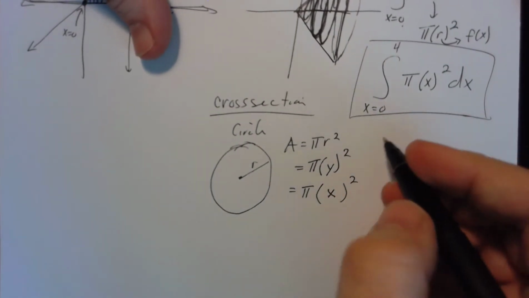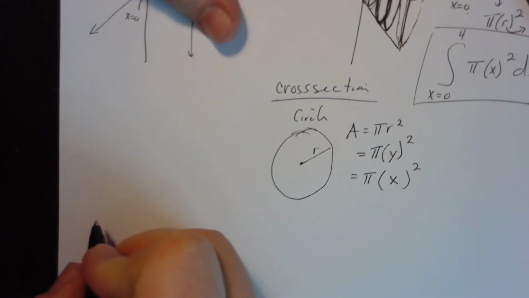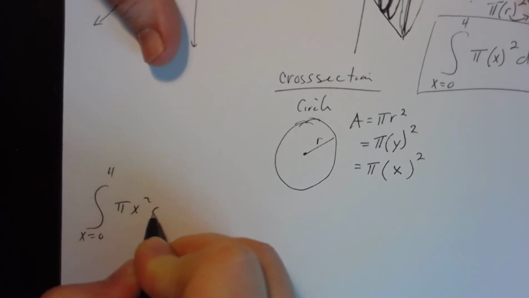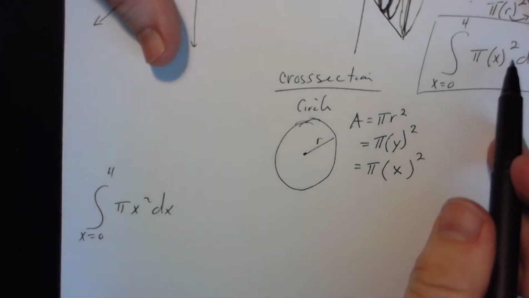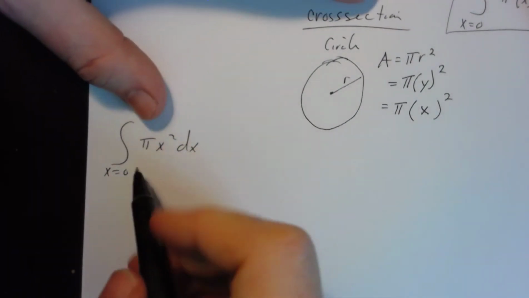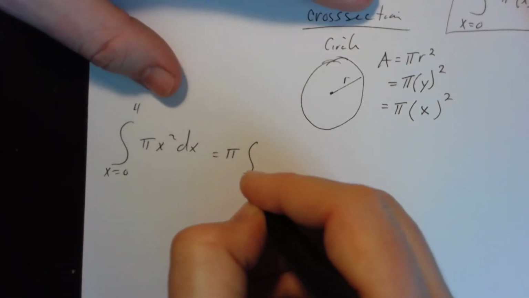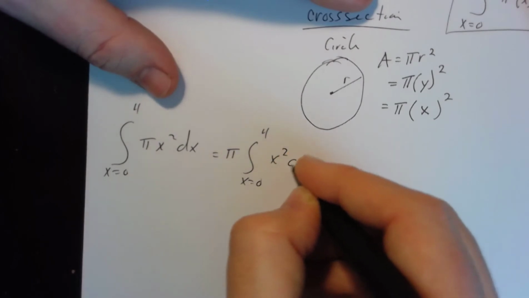To do so, I'm going to do it down here. We have the integral from x equals 0 to 4 of pi x squared dx. I'm going to simplify that. We don't need that parenthesis in there anymore. I'm going to note that pi is just a constant, so it can be pulled out of the integral. So I have pi times the integral from x equals 0 to 4 of x squared dx.